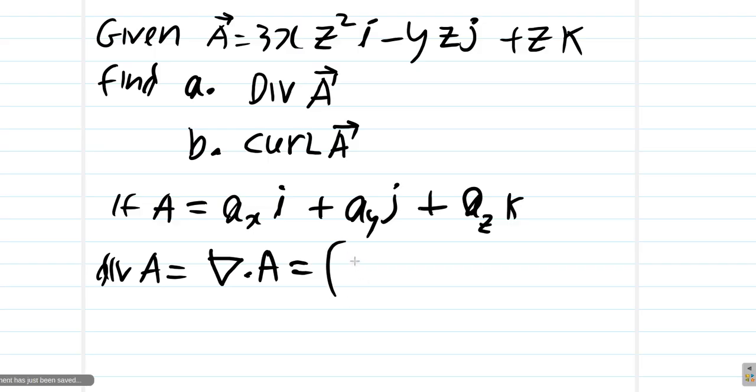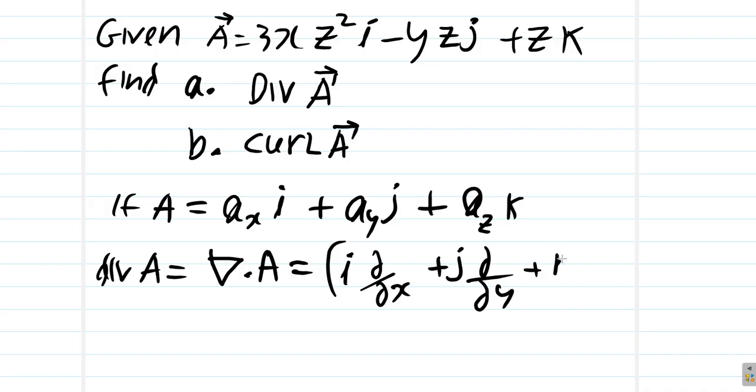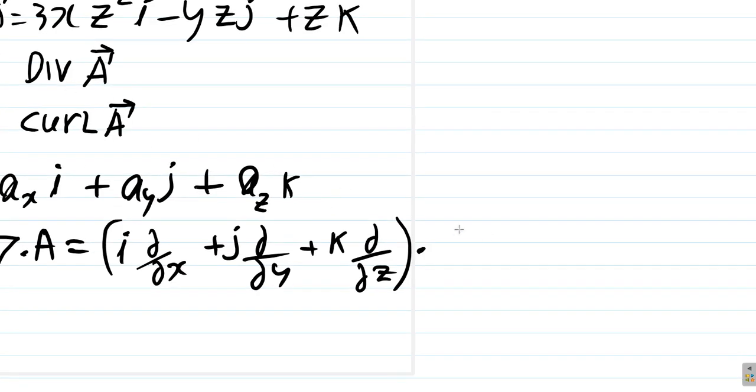So it is the product of the divergence operator and the function. In this case, the divergence operator is i partial of something with respect to x plus j partial of something with respect to y plus k partial derivative of something with respect to z. But what is that something? Well, we're going to find out. It is the dot product between that and Ax i plus Ay j plus Az k.